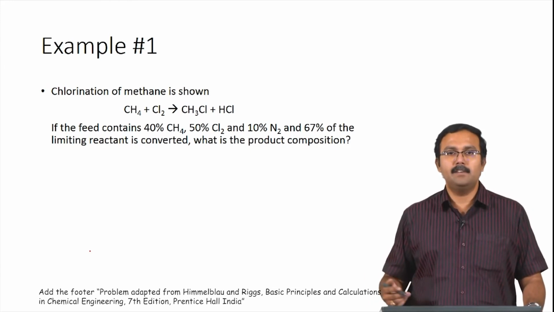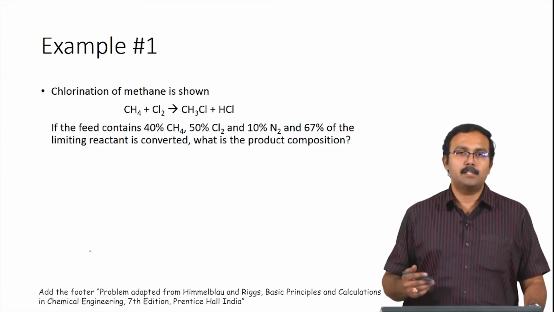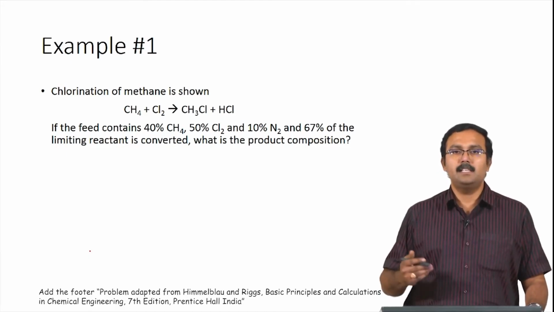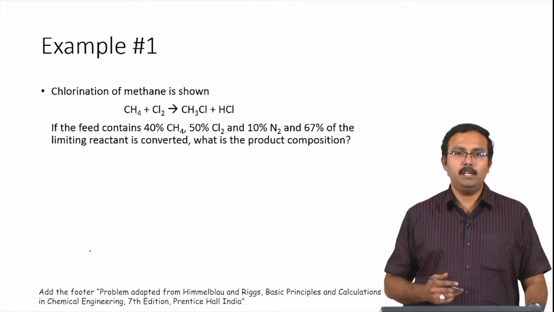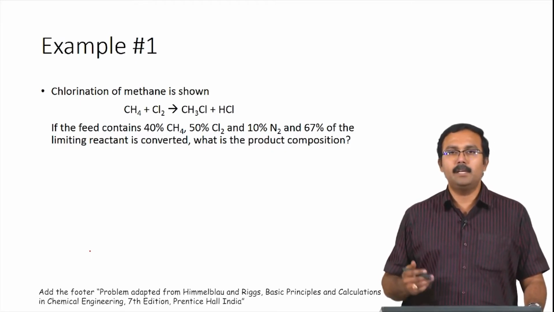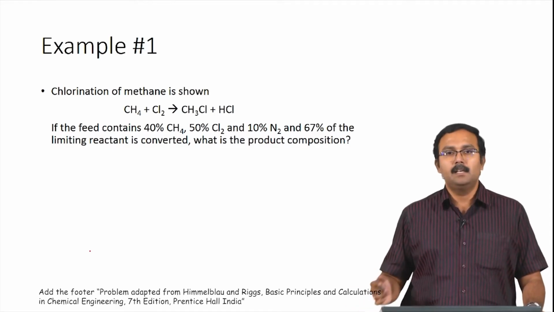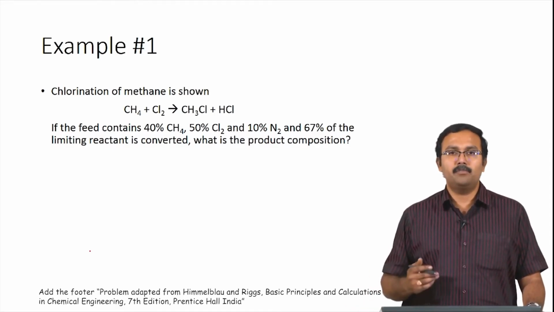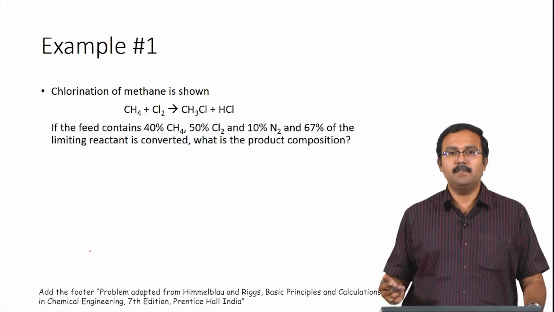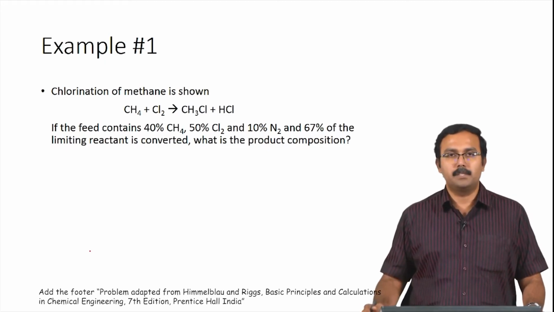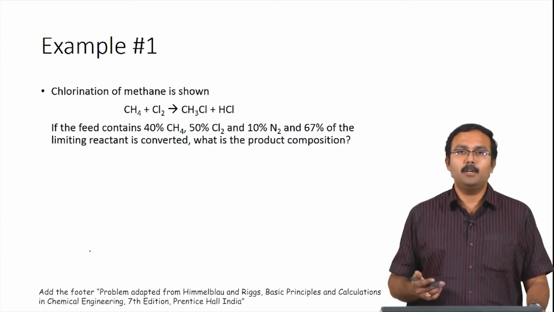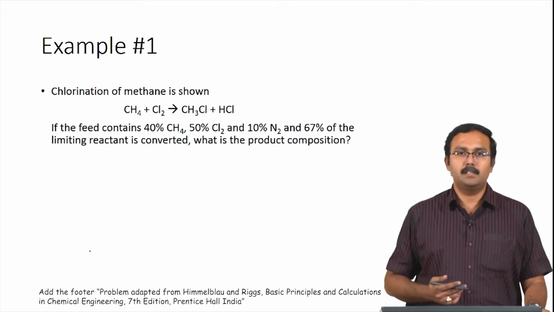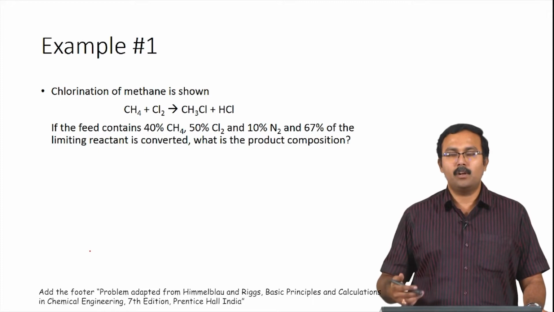Chlorination of methane is given by the reaction methane plus chlorine giving CH3Cl plus HCl. If the feed contains 40% methane, 50% chlorine and 10% nitrogen, and 67% of the limiting reactant is converted, what is the product composition? Now, this problem uses the fundamentals and terminologies which we learnt in the previous lecture. Let us see how we can solve this problem.